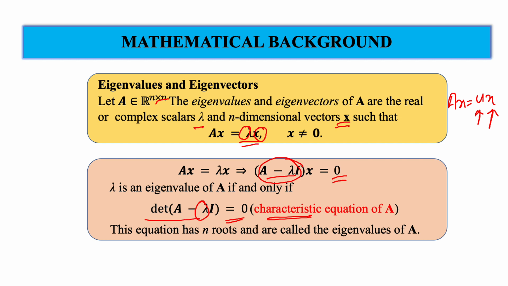If the matrix A is of size n by n, then this polynomial in lambda will be of degree n. Then by the fundamental theorem of algebra, this equation will have n roots. Remember that not all roots need to be real. Some of them could be complex roots. These n roots are called eigenvalues. So solving this equation, we will get the eigenvalues of matrix A.